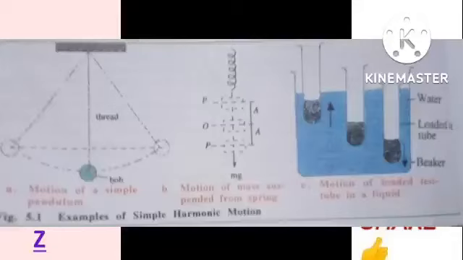When you have a light mass suspended from a spring, and then you put that mass in vertical oscillation, you notice that the mass goes up and comes down again, and it keeps doing that till the motion fades off. And finally, we can see the motion of a loaded test tube in a liquid.